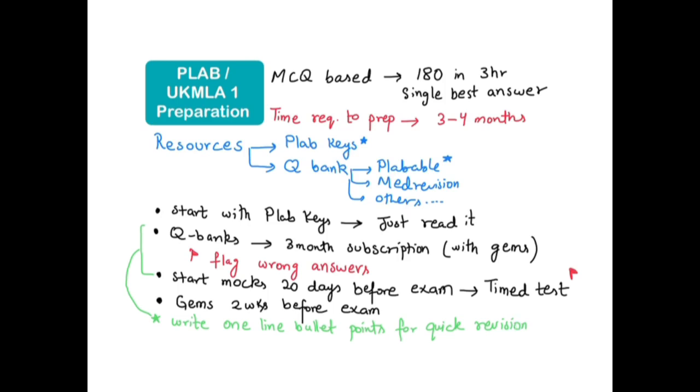Another thing about the question banks and the mocks is that, apart from flagging your questions, you can write one line bullet points for all the concepts that you feel are a bit tricky or that you find difficult to retain. It can help you a lot in revising your concepts in the end, and it will help you build confidence as well. So this is a very simple way to explain how you can pass your PLAB 1 exam in the first attempt, which is quite doable.